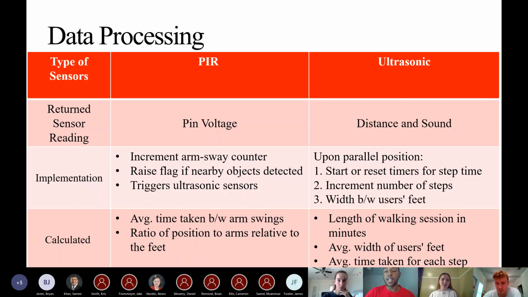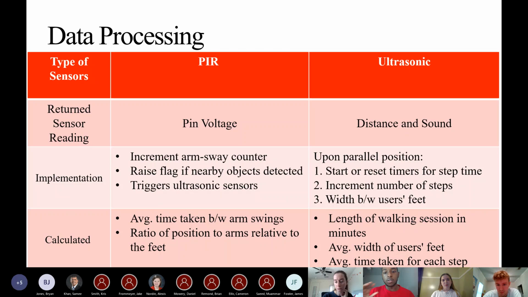Secondly, we're going to have a flag raised when it detects nearby objects to stop recording data so we can get that accuracy. And thirdly, it's going to trigger the ultrasonic sensors, which I will mention later when I talk about if the feet are parallel, taking between arm swings and the ratio of position of arms relative to feet. That's very important.